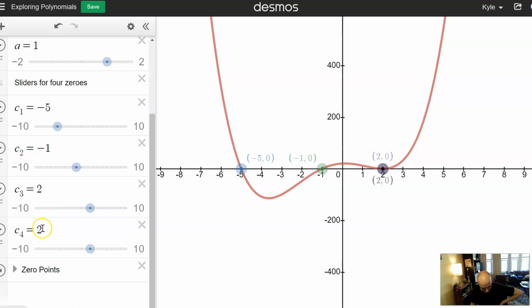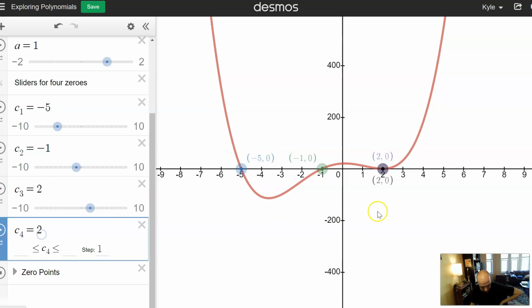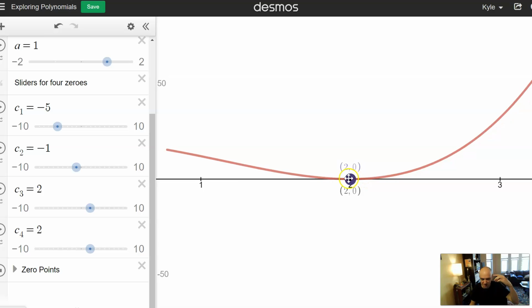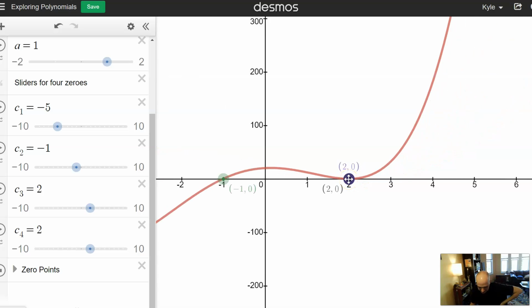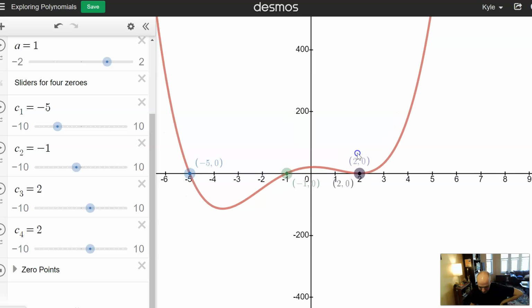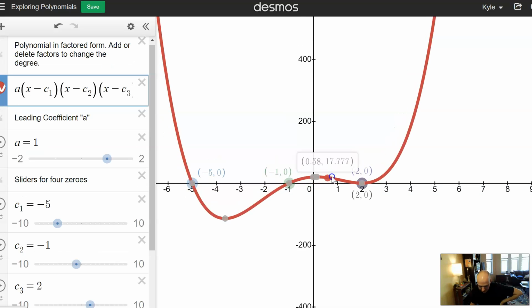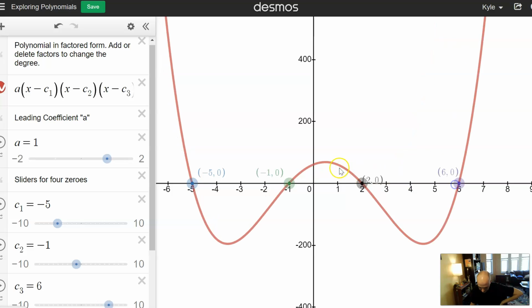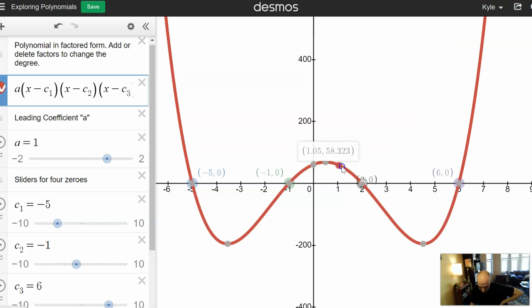That is, I had 2 factors of x minus 2. Notice what happens to the graph is now it doesn't cross, it actually bounces off of the axis. So we are not changing sign anymore as we travel through this piece of the graph. If I bring them apart, at a 0 of multiplicity 1, the y value will always change from positive to negative.